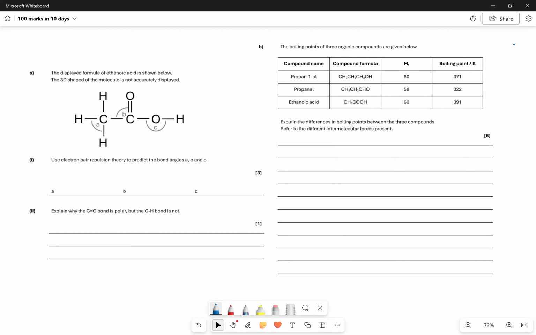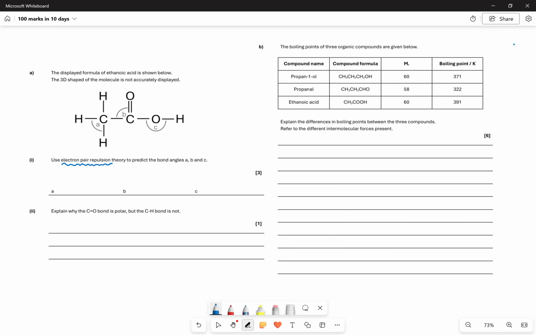So, when we've got this diagram of an organic molecule, obviously in displayed formula, we don't really show these angles as they actually are. So, it does say very clearly in the question that we need to be using electron pair repulsion theory. So we're just counting how many regions of electrons, first of all, and then whether there are bonds or lone pairs, that's going to affect the angle.